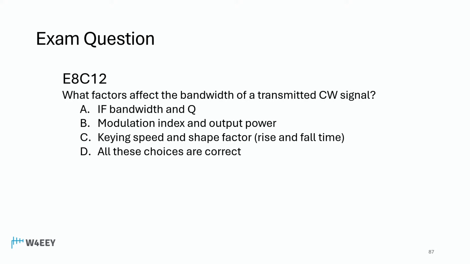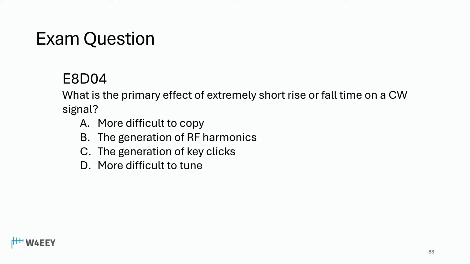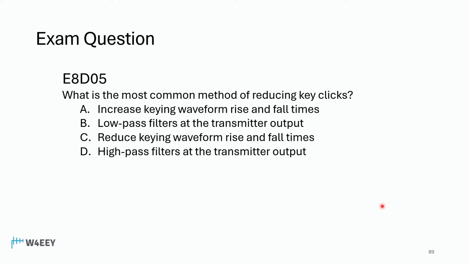What factors affect the bandwidth of a transmitted CW signal? Charlie. That's Charlie again, keying speed and shape factor, which is rise and fall time. What is the primary effect of extremely short rise or fall time on a CW signal? Charlie. Well, you sure like Charlie. Generation of key clicks. What is the most common method of reducing key clicks?